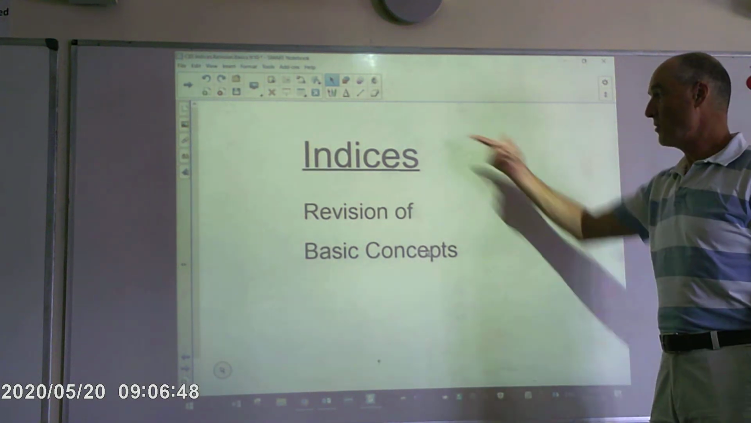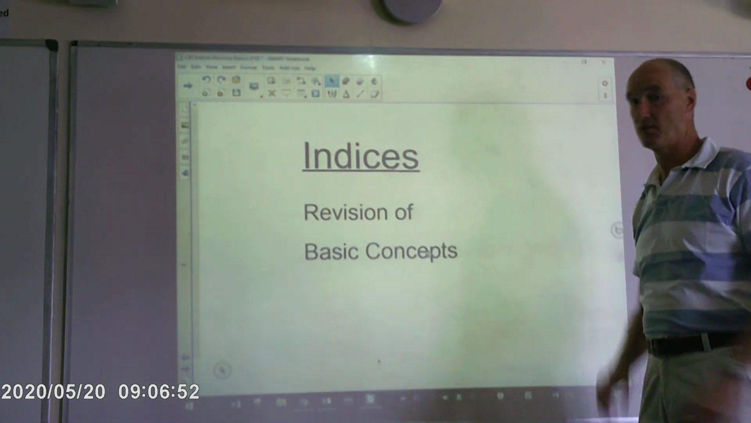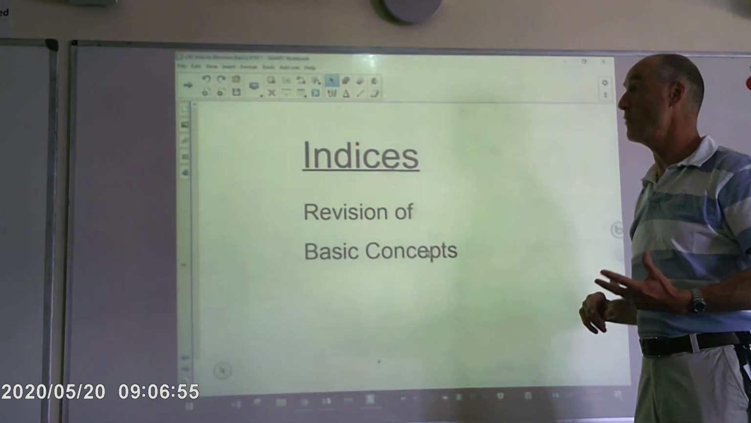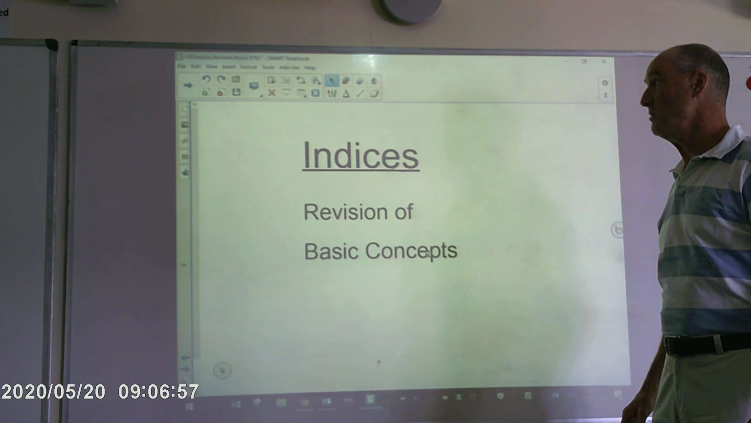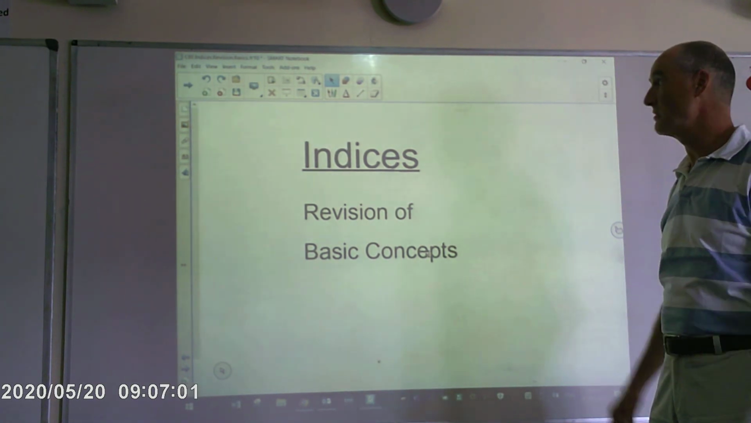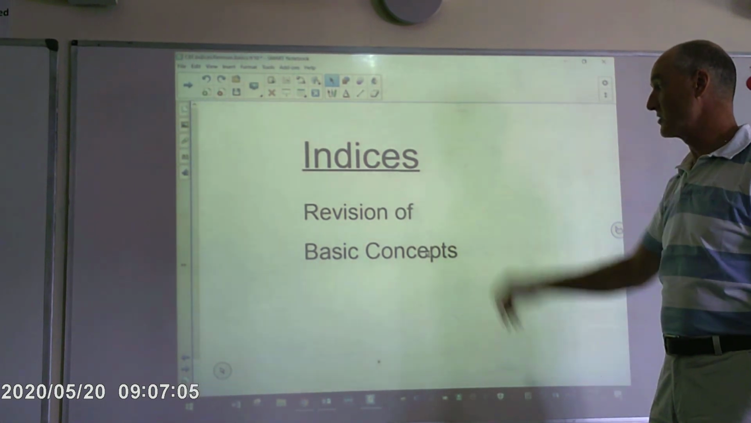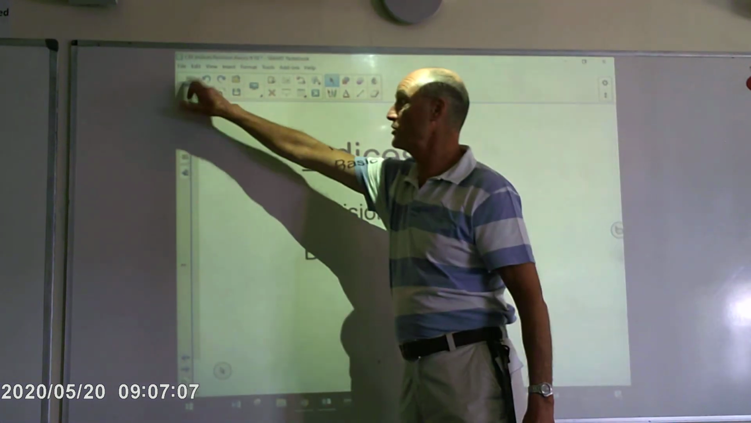Morning Year 10, what we're going to be looking at today is indices, revision of the basic concepts. You should have all seen this type of work before, shouldn't be news to you, so I'll go quickly through the basic ideas and then you'll have an opportunity to go and do some examples for yourself. Indices, revision of basic concepts. What words do you need to know about?